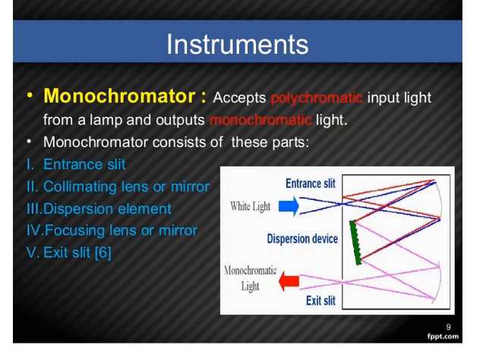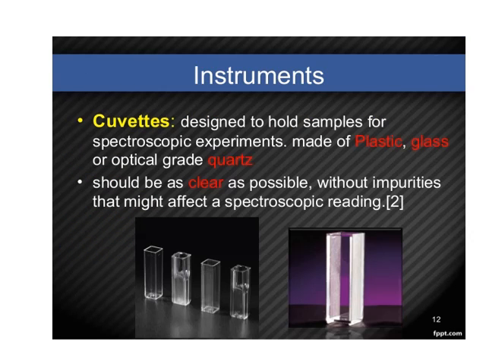And now the instruments used in a spectrophotometer. One is the monochromator, which accepts polychromatic input light from a lamp and outputs monochromatic light. It consists of an entrance slit, a lens or a mirror, a dispersion element, a focusing lens, and an exit slit that disperses the white light into different colors and different wavelengths. Then the cuvette is designed to hold samples for spectroscopic experiments. It can be made of plastic, glass or quartz. It should be clear, without impurities.